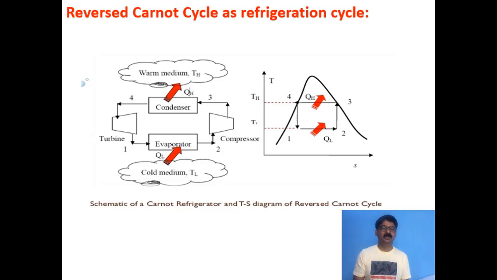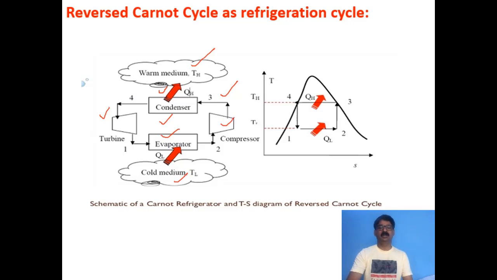So on the left hand side you can see the diagram of the refrigeration cycle. You can see the evaporator, where the refrigerant absorbs heat from the space to be cooled or cold medium at temperature TL. The amount of heat absorbed is QL. Then it enters the compressor at 2. You can see here it is compressed to a higher pressure and temperature at 3. Then it passes through a condenser where it gives out an amount of heat QH to a warm medium or the surrounding atmosphere at temperature TH. Then it undergoes expansion in a turbine from 4 to 1 and it enters back to the evaporator, thus completing the cycle.